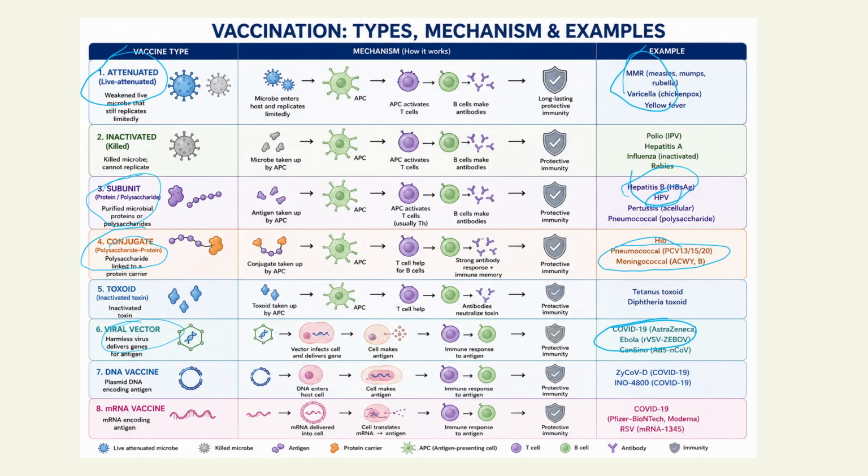DNA vaccines use plasmid DNA encoding a microbial antigen, and this plasmid is taken up by APCs, which then produce the antigen. And the mRNA vaccines deliver messenger RNA that's translated into the antigen by host cells, and these last three are all seen in the COVID vaccines.